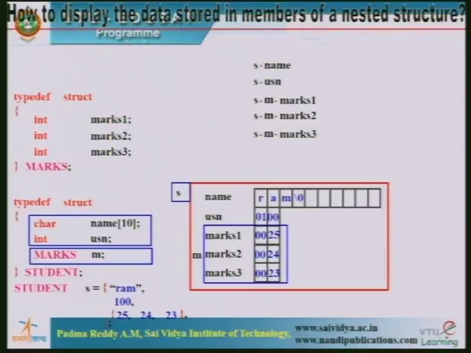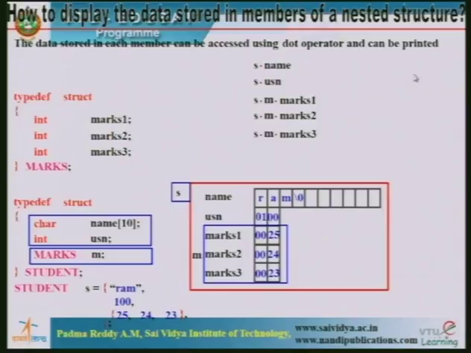Okay, now the question is how to display the data stored in members of a nested structure. If I say s dot name, what am I going to get? Ram. To display this, what format specifier should I use? The data stored in each member can be accessed using which operator? Dot operator as shown here, and can be printed using printf statement as shown below. So what is s dot name? It is a string. How do you display a string? I have to use the format specifier %s and then a printf statement.